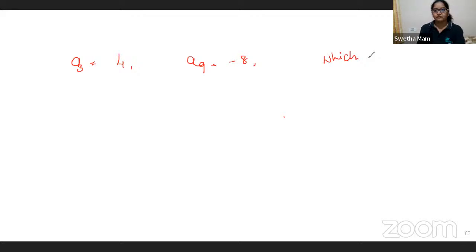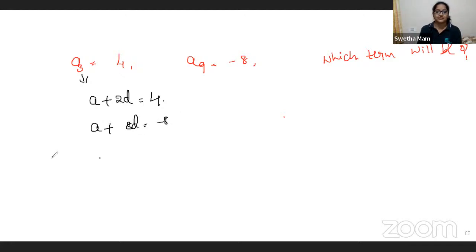Which term will be 0? Okay, do it fast. So get the two equations for these two. A3 can be written as A plus 2D is equal to 4. A9 can be written as A plus 8D is equal to minus 8.